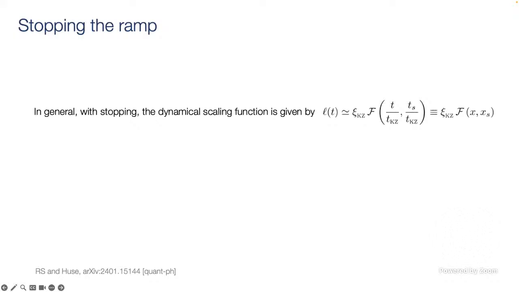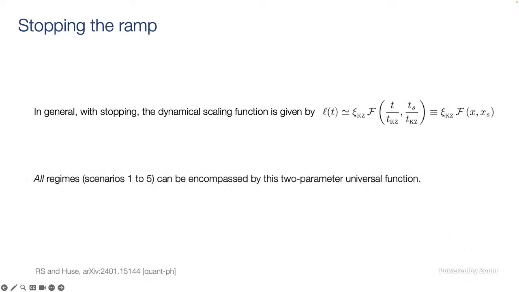So the complication in the story that comes from stopping is that it introduces another time scale into the problem. This is the stopping time. So now instead of having a 1-parameter universal scaling function, what we end up with is a 2-parameter universal scaling function, with the arguments being t over t_KZ and t_stopping over t_KZ.